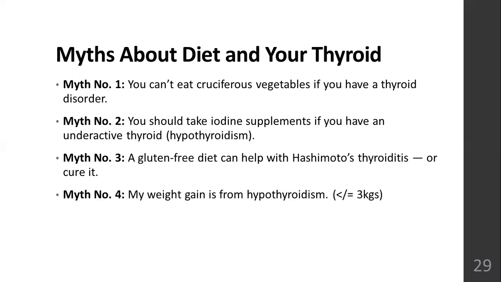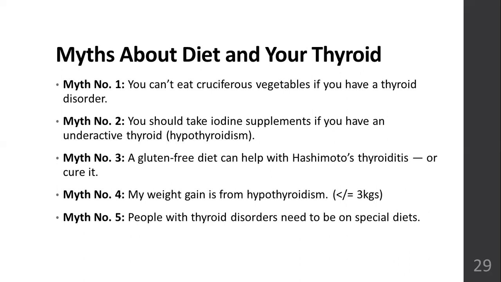Myth number four, weight gain is from hypothyroidism. As I mentioned earlier, thyroid issues will not cause you weight gain of more than 3 to 4 kgs. If you are gaining more than 5 kg in a month, or more than 10 kgs in a short span of time, it's predominantly because of your diet, lack of exercise, and other factors. It's not because of hypothyroidism. With hypothyroidism, definitely your metabolism comes down, but it is not that low to give you a weight gain of more than 5 kg. Up to 3 kg could be the shift in your weight because of hypothyroidism, not more than that. And this weight gain is attributed to water weight as well, because the body gets swelling.